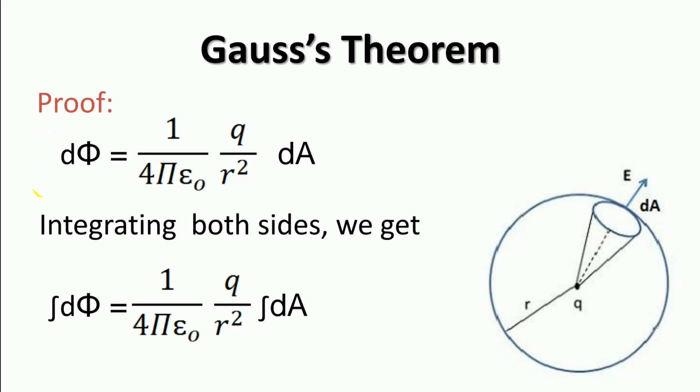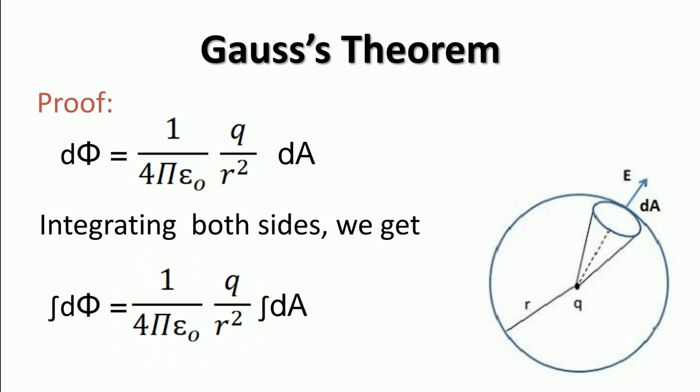Integrate this side and integrate this side. Watch here. 1 upon 4 pi epsilon naught is a constant. Q is the charge placed at the center, it is also constant. R is the radius of this sphere, which is also constant. So we will integrate just this dA. This integration sign comes here. We don't integrate these constants.